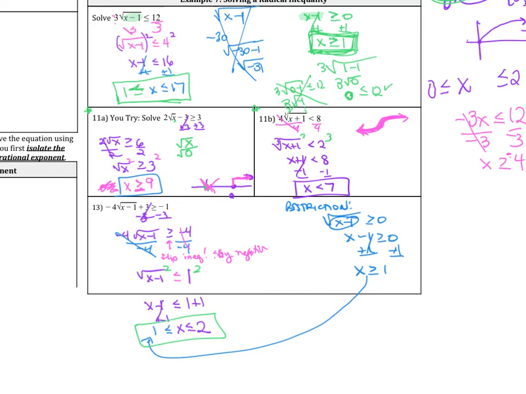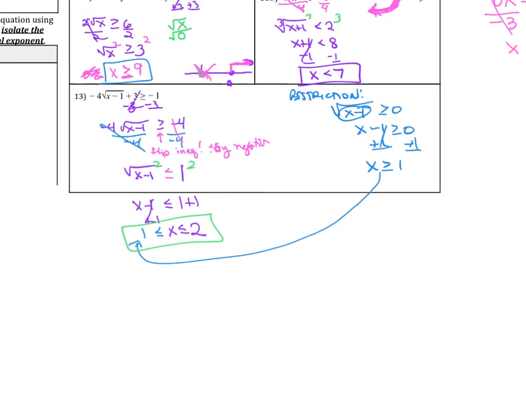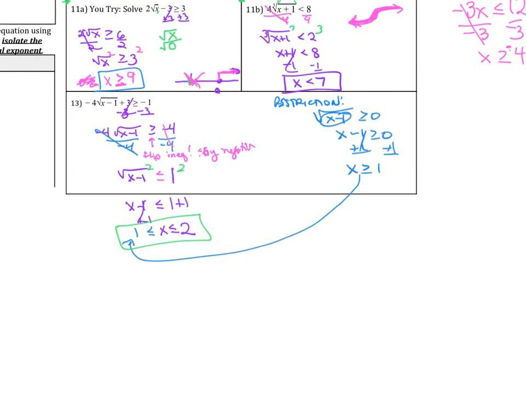Number 13, there's a little work in that. So number 13 is a nice problem. Number 13, you have to subtract 3 first. And so you get negative 4 square root of x minus 1 is greater than or equal to negative 4. You divide by a negative 4. And you remember, you have to flip the inequality because you divided by a negative. So therefore, you have the square root of x minus 1 is less than or equal to 1.